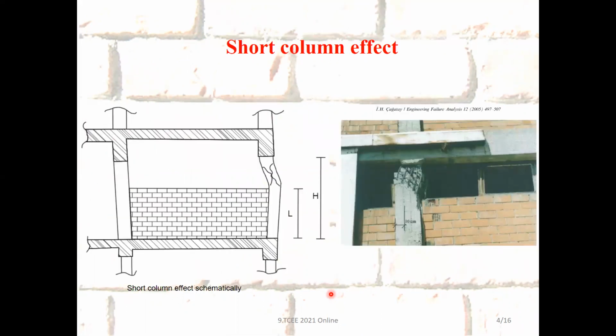This short column effect is a really important effect for analyzing structures. You can see a schematic description of this effect. There are some shear cracks in the structures, and this is a real example of the short column effect. And you can see the heavy damage from these effects.